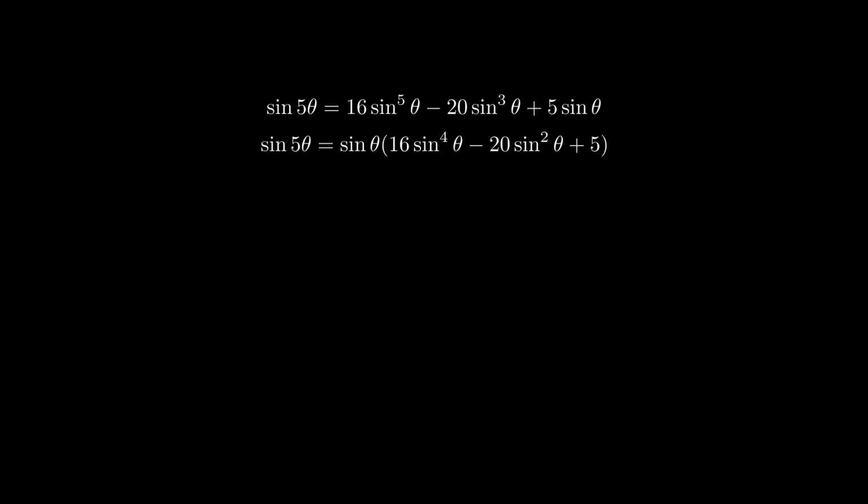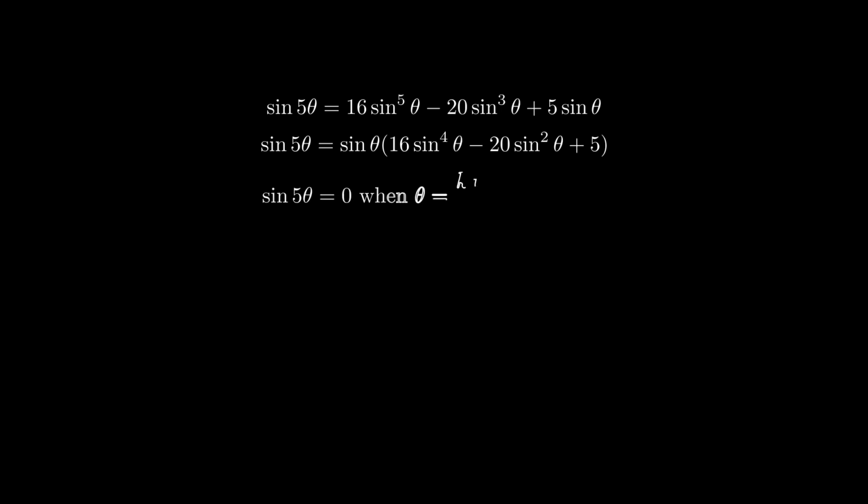So what do we need to do here? Well, let's start off with what we solved in part B, that the sine of 5 theta is equal to 16 sine to the 5 theta minus 20 sine cubed of theta plus 5 sine theta. We can factorize out a sine theta from each of those, and we end up with the sine of 5 theta is equal to sine theta times what we're being asked for in part C, the 16 sine to the 4 theta minus 20 sine squared theta plus 5.